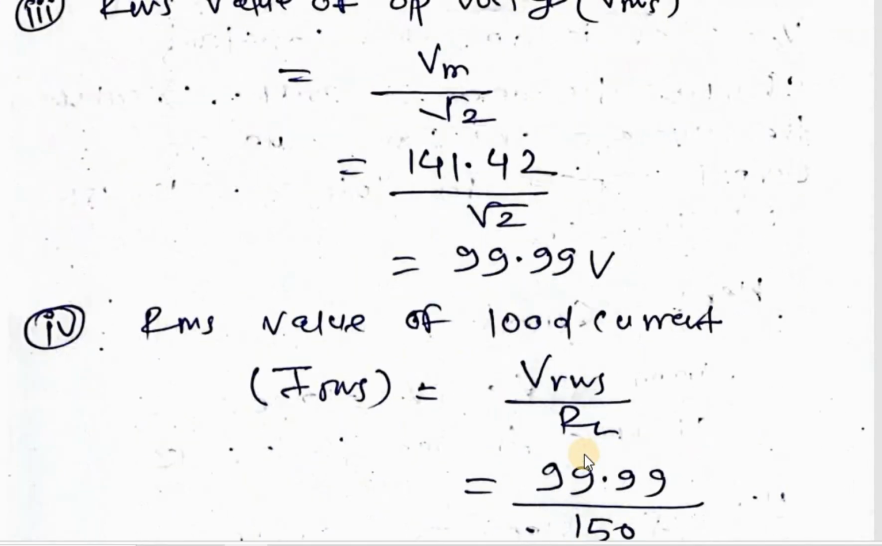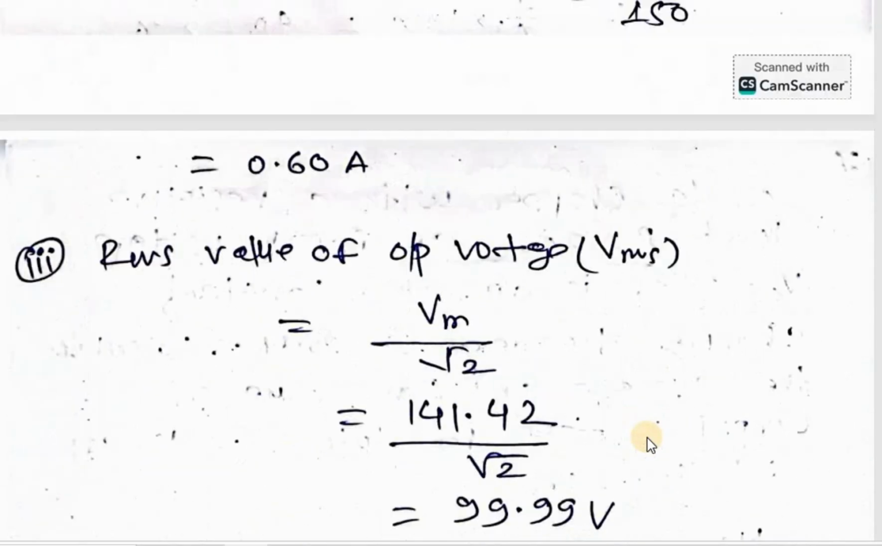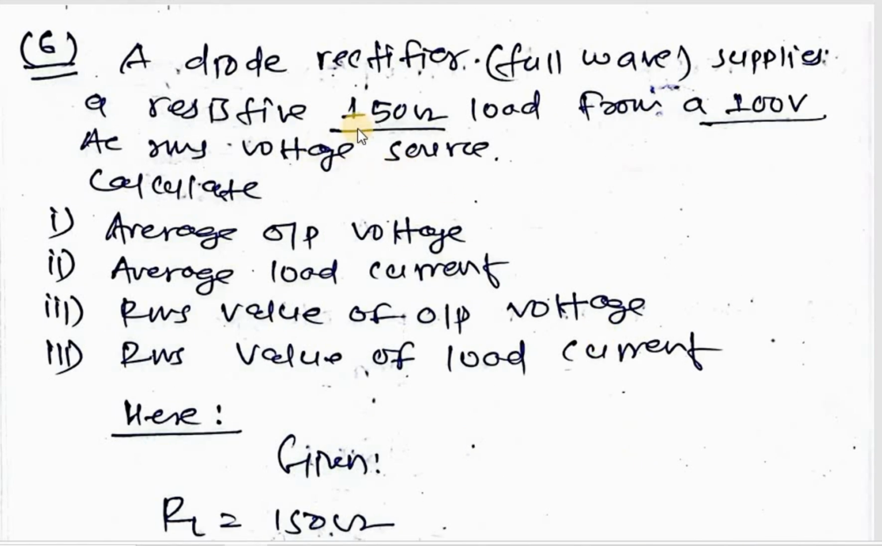Again, RMS value of load current is V RMS upon RL, so 99.99 upon 150, that is 0.666. In the question it is already mentioned full wave.